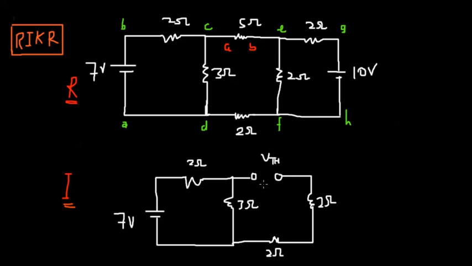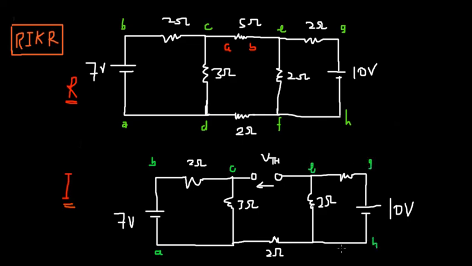VTH moving in this direction. Then we continue with 2 ohm, and we have 10 volts. Now we insert our variables: C, E, G, H, F, and D. So the first method is to remove, then we've inserted our VTH. The next is to use KVL.